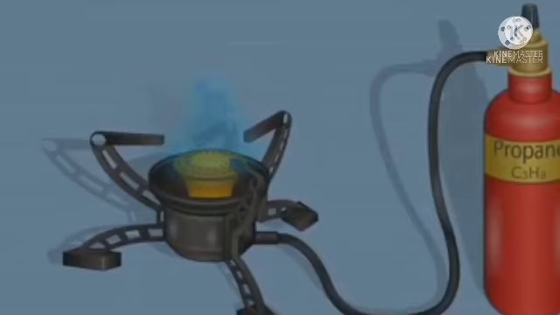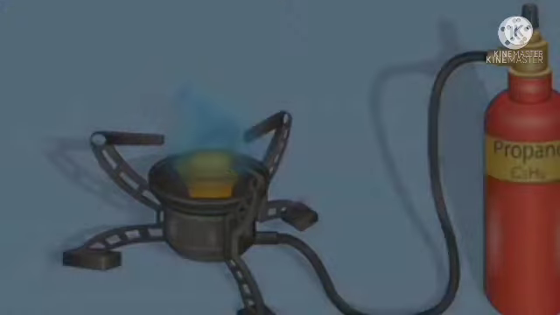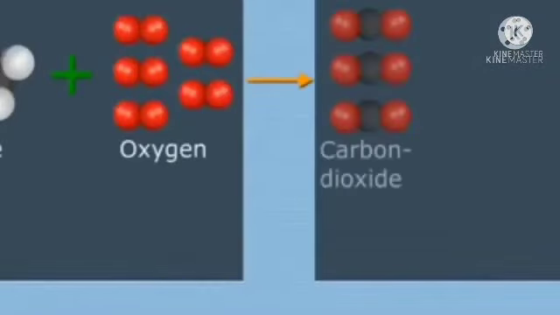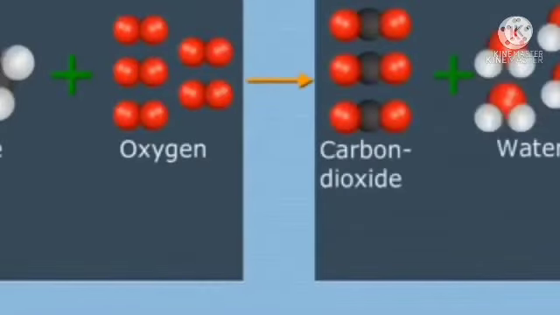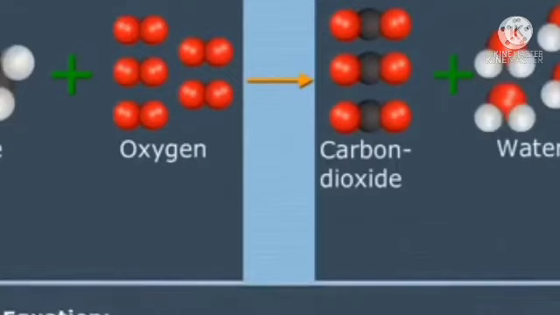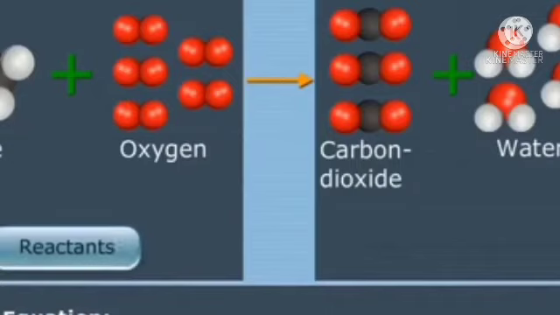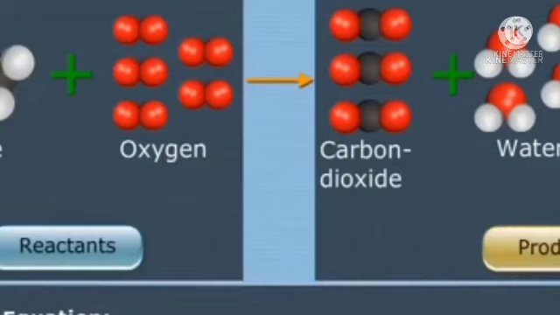Propane, C3H8, is a colorless gas with no smell. It is used as a cooking fuel. It combines with oxygen to form carbon dioxide, water, heat and light. The balancing of the chemical equation of this reaction involves the following steps.